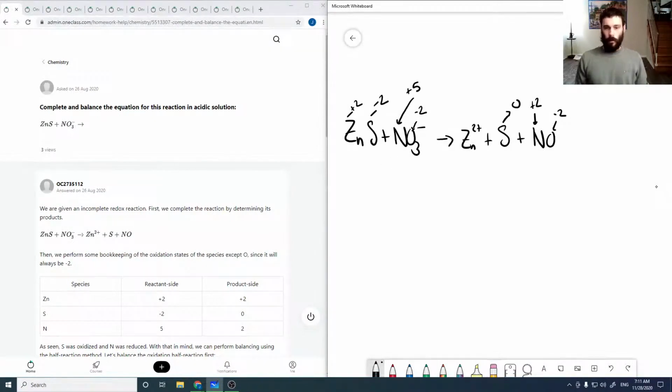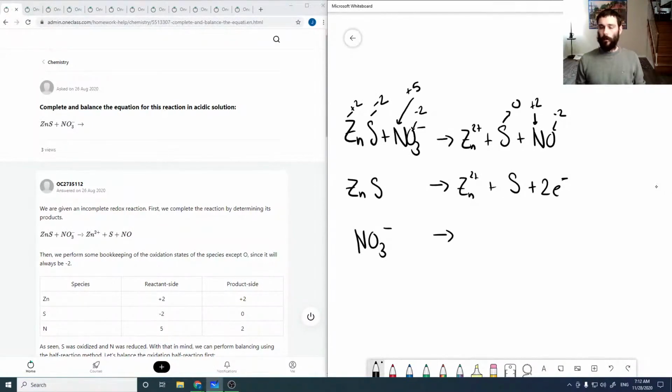All right. So we've identified our oxidation states and our half reactions. So we might as well write them out. So you've got zinc sulfide going to zinc 2 plus neutral sulfur. The sulfur is being oxidized here, and we've got a 2 plus charge sitting around on this side, so there's our 2 electrons to balance out our 2 plus charge. And then our NO3 minus is going to NO. And now we balance the single electron here by adding an electron.